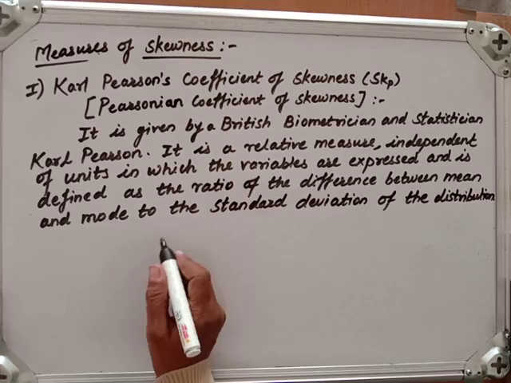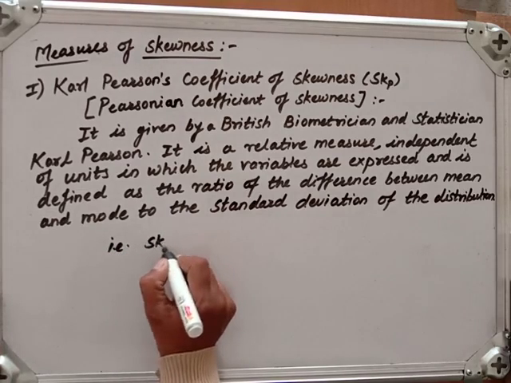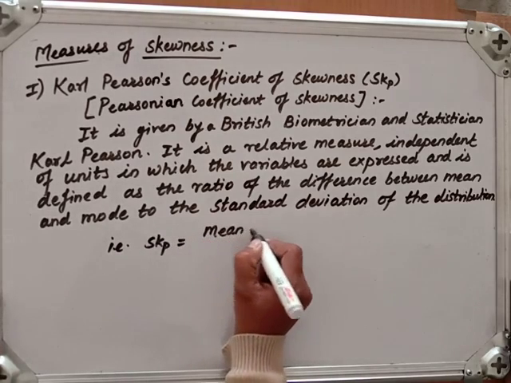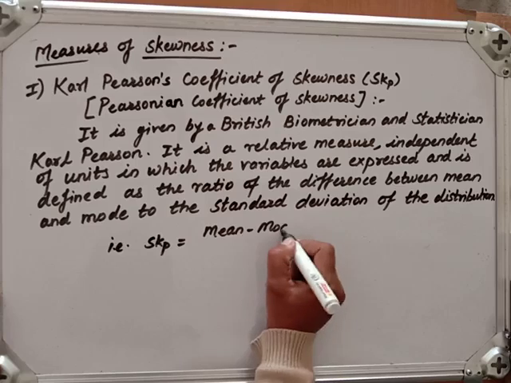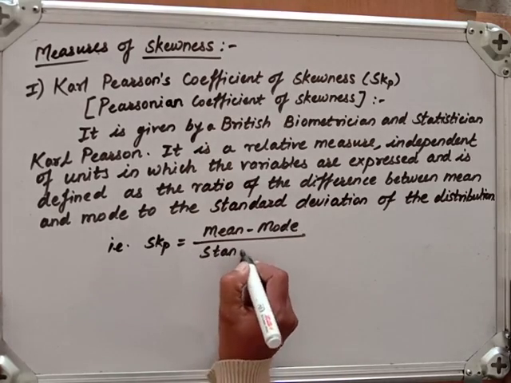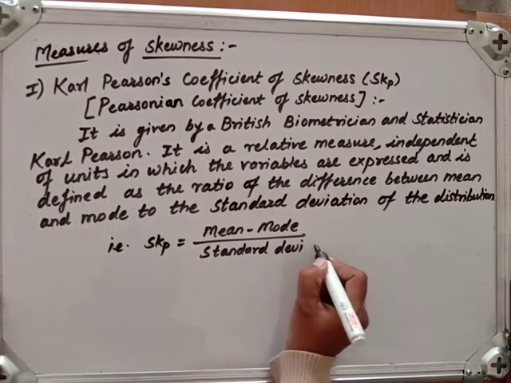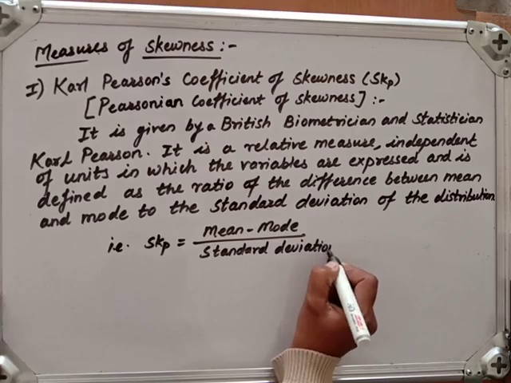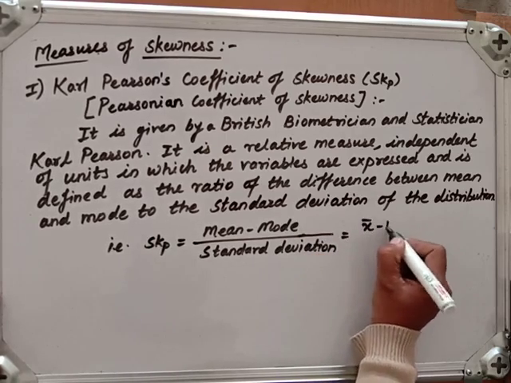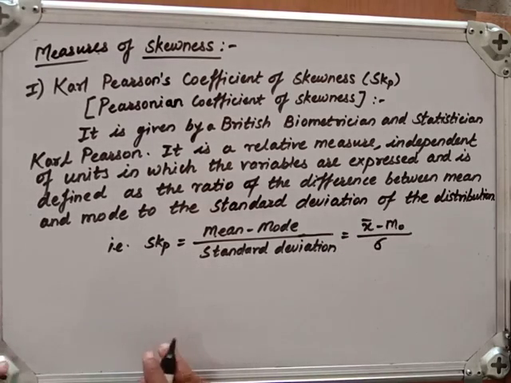That is, SKP is mean minus mode upon standard deviation, or that is x bar minus mode upon sigma.